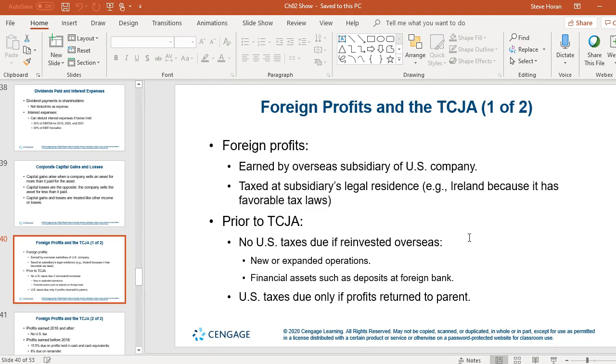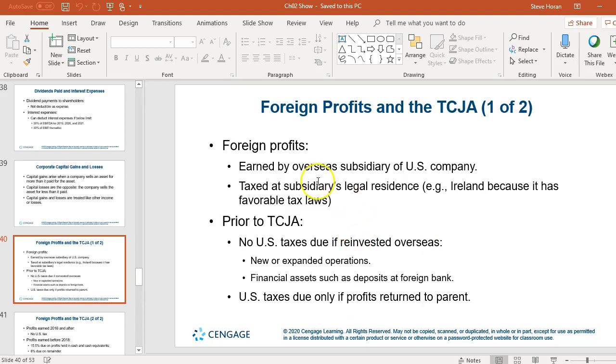And then a little bit about foreign profits earned by overseas subs of U.S. companies were taxed at the sub's legal residence. Ireland maybe because it had favorable laws. Prior to the Tax Cuts and Jobs Act, no U.S. taxes were due if reinvested overseas, and U.S. taxes were only due if profits returned to the parent.